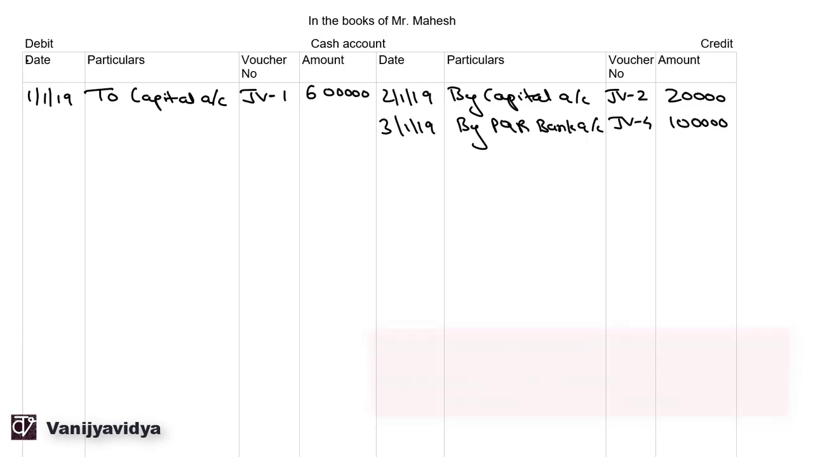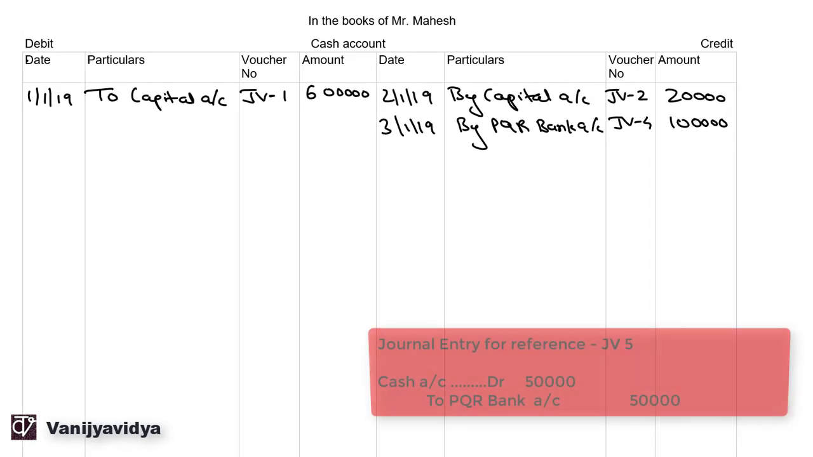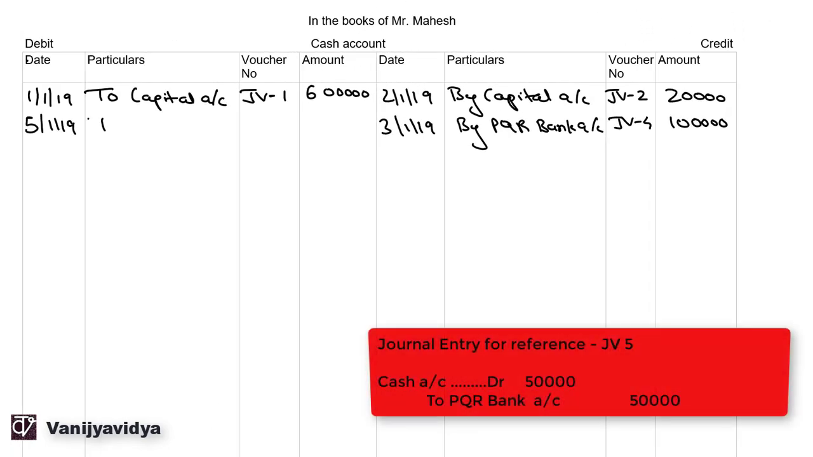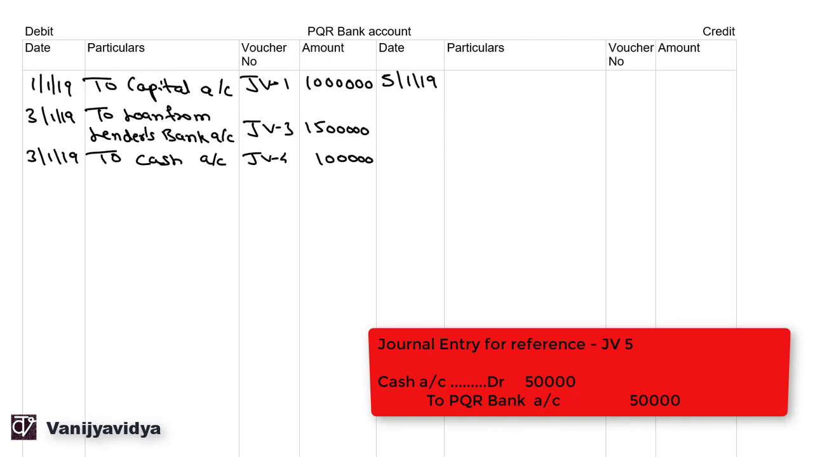Now let's move on to the next journal entry. 5th Jan 2019, cash account debit to PQR bank account, JV5, and amount is 50,000. So one impact will be on the debit side of cash account and one more on PQR bank account credit side. Let's post this journal entry. Cash account debit side 5th Jan 2019 to PQR bank account JV5 amount is 50,000. PQR bank account credit side 5th Jan 2019 by cash account voucher number JV5 amount is 50,000.